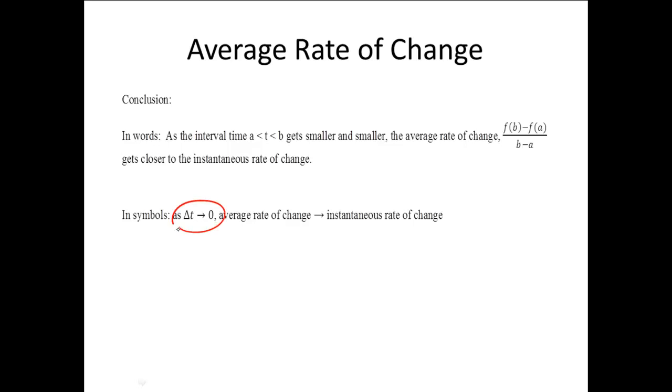We can use some symbolism for this, because we mathematicians like to use symbols rather than all these big words and long sentences. So we have the change in time, because this little symbol, this delta, is the change in time, approaches 0. Our average rate of change becomes our instantaneous rate of change.